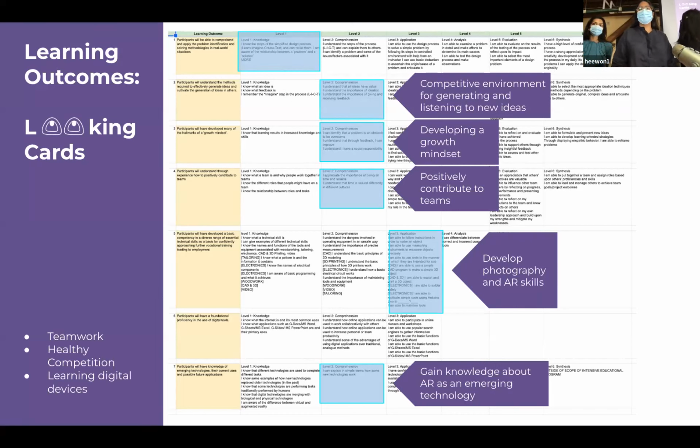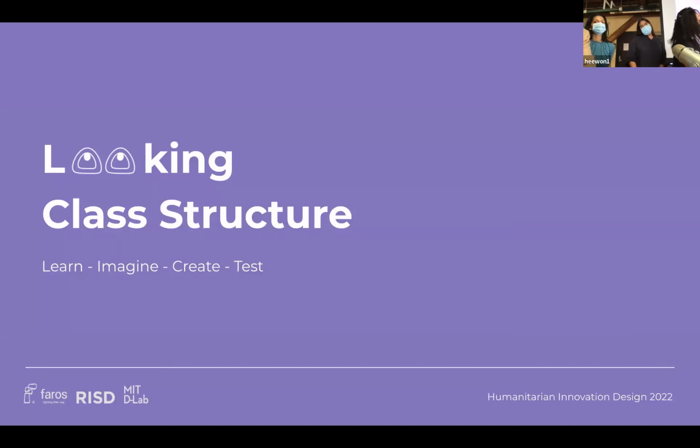We used some of the learning outcomes from the Horizon Center as a starting point to design our activity. The highlighted ones are intended learning outcomes. There's an emphasis on teamwork, healthy competition, and learning digital devices. Since the students worked in teams of 2 people to try to be the first ones to find all the colors and materials, we created a healthy competitive environment for generating and listening to new ideas. We also wanted them to develop a growth mindset, develop photography skills, and gain knowledge about AR as an emerging technology. So we're going to go through our written activity class structure, which follows the Horizon Center's Learn, Imagine, Create, Test process.